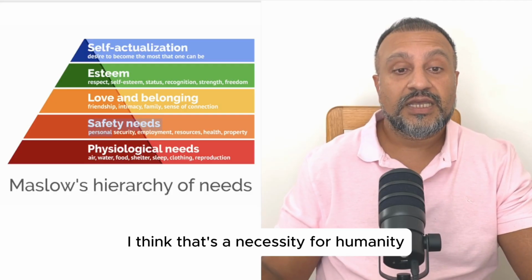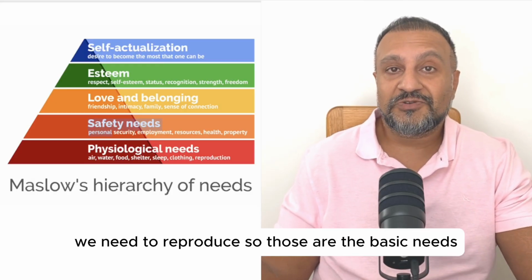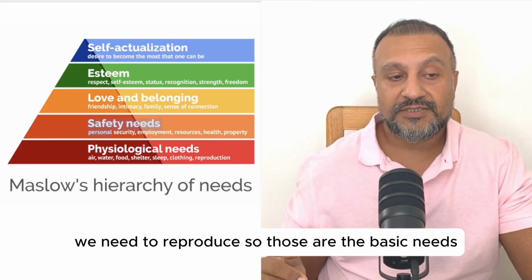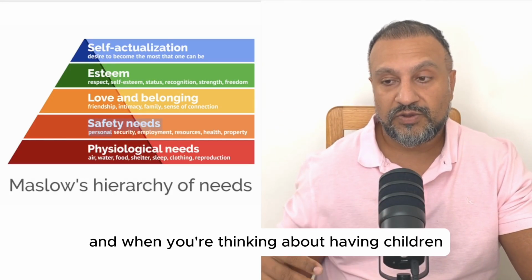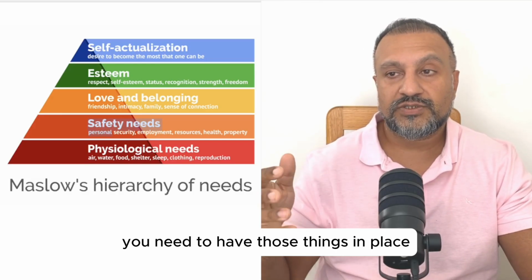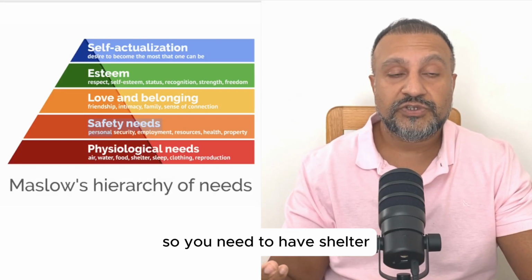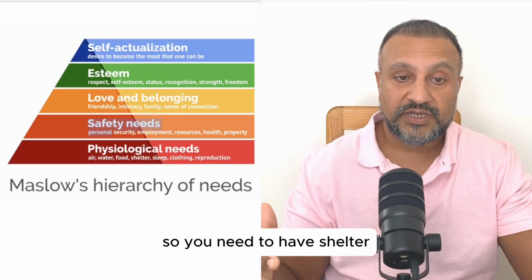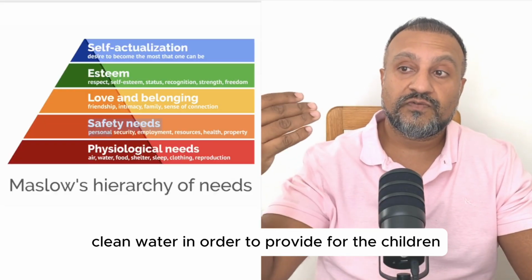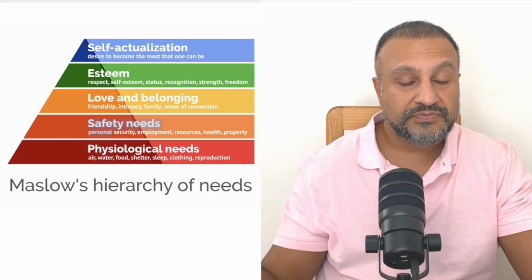Reproduction, I think that's a necessity for humanity. We need to reproduce. So those are the basic needs. And when you're thinking about having children, you need to have those things in place in order to provide for the children. So you need to have shelter, you need to have good food, clean water, in order to provide for the children when you're thinking about reproduction.